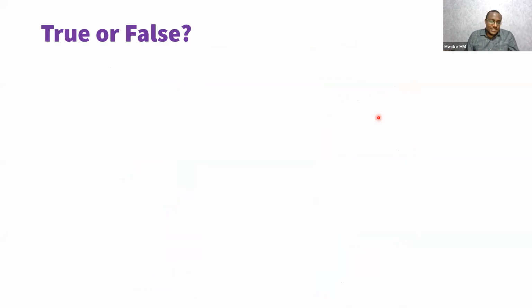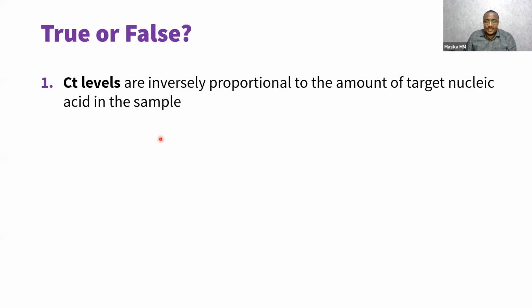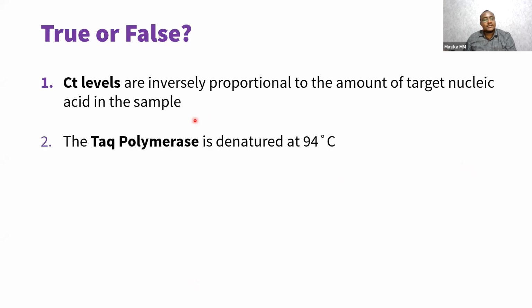So tell me in the chat whether this is true or false. I can see somebody has already sent true. I'm just kidding. So the first question is, CT levels are inversely proportional to the amount of target nucleic acid in the sample. I can replace that with the viral load. So our CT value is inversely proportional to the viral load. I can see true, true, true. There's no false. Okay, you guys are correct. That is true.